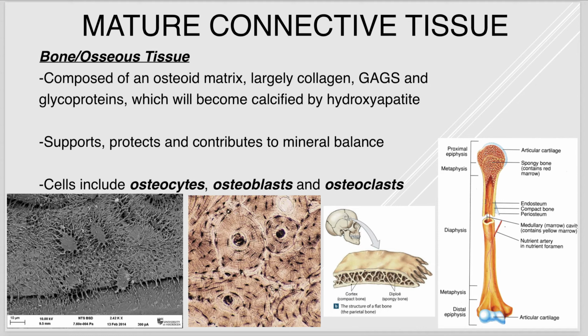Three main cell types here are osteocytes, which are these guys here. Osteocytes are just the cells that kind of maintain bone. They're the typical bone cell. Osteoblasts will actually become osteocytes once they kind of lock themselves in. Osteoblasts build up the bone, they make bone, and then osteoclasts will break down bone.